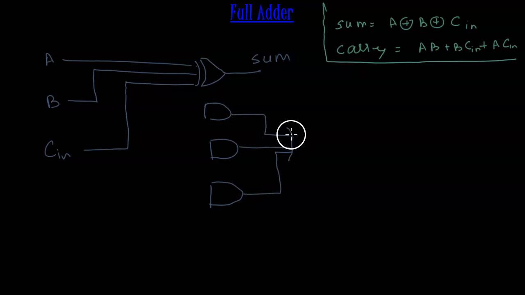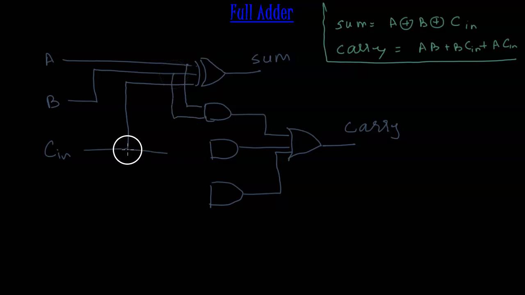So we have a 3 input OR gate whose output is my carry. So each of these AND gates gets 2 of the inputs. So we have AB, then we have BC, and then we have A and C. And there we have it.